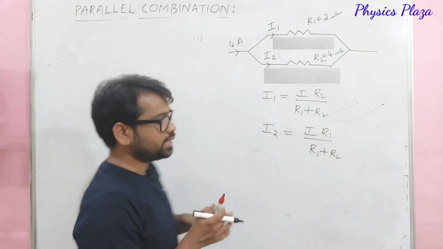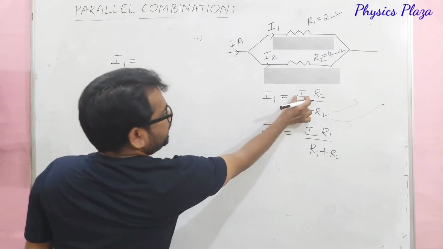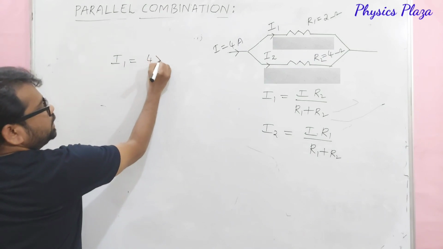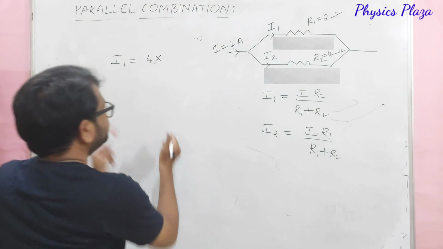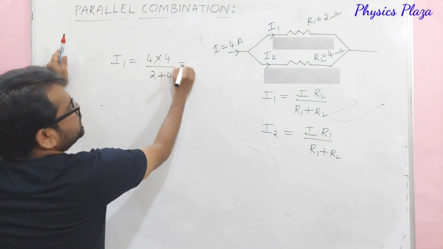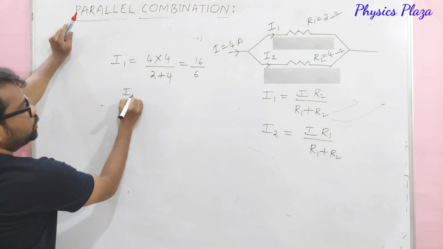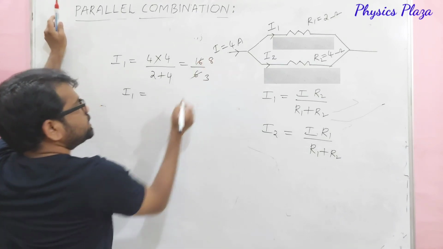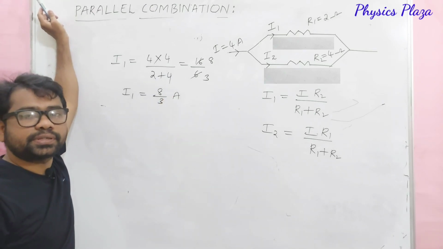I1 is equal to, let us see here. Children, I1 is equal to, what do we get here? In the place of I, it is the total current, 4. Then R2 is 4 ohm. So this is 4 into 4 by 2 plus 4, which will be 16 by 6. So here I1 is equal to, 2 3s are 6, 2 8s are 16, so it will be 8 by 3 amperes. 8 by 3 amperes, it is very important.